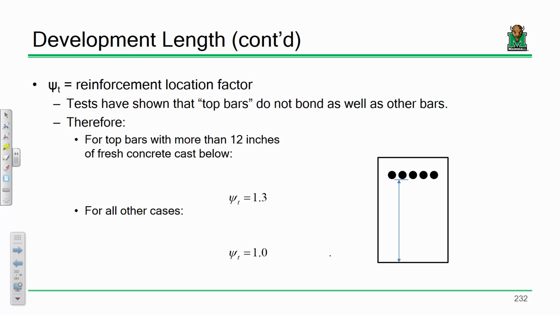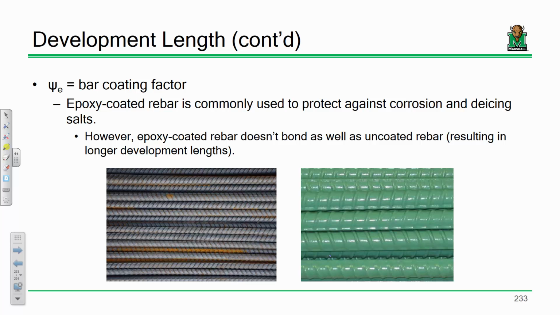Okay. Now let's look at the next factor. Let's look at psi sub e. So psi sub e is our bar coating factor, and we call it psi sub e because we're primarily talking about epoxy-coated rebar. So first off, the default value is 1, and that default value relates to regular old uncoated bars. So if you're ever dealing with uncoated bars, your bar coating factor is always going to be 1.